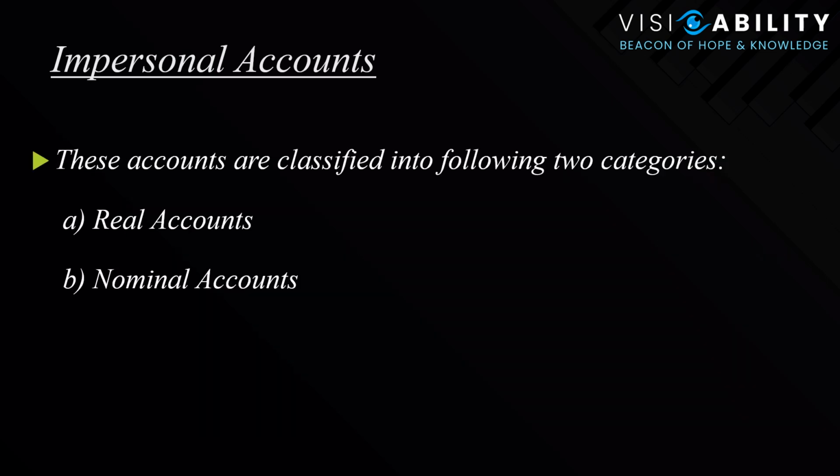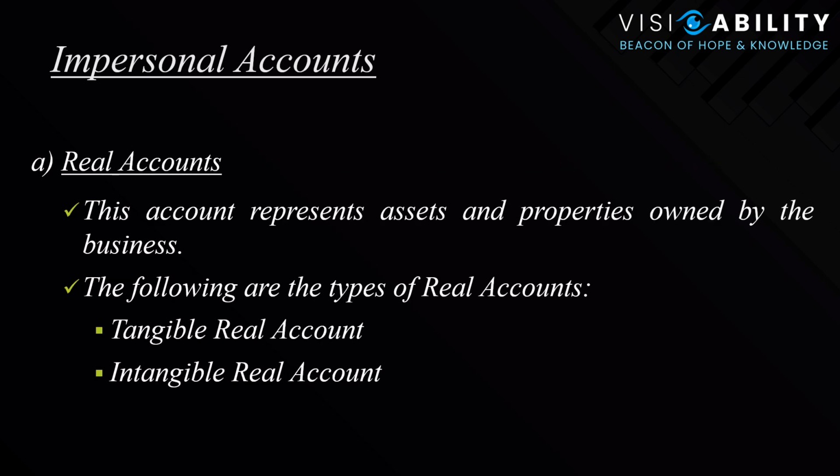Under the category of impersonal accounts, we had two different accounts. That's the real account and the nominal account. Now let's see in detail what exactly is a real account and what exactly is a nominal account. Let's see the examples of it. Now, real accounts is something which has got a physical existence as well as the intangible ones. So the ones which have got a physical existence would be termed as tangible real accounts, and the ones which do not have a physical existence but still will be considered as a real account are the intangible real accounts.